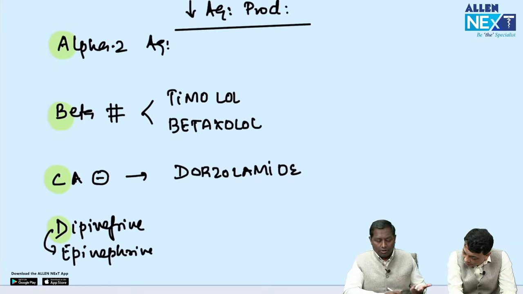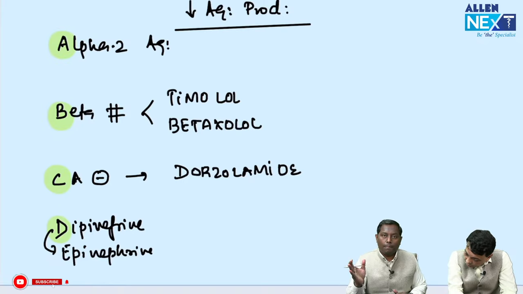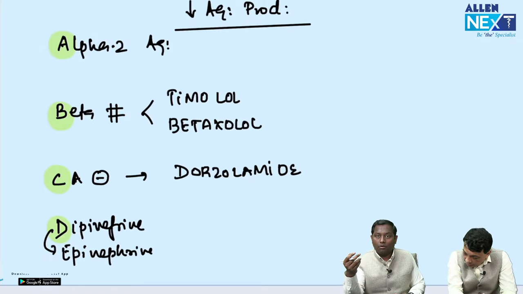We have many others like dorzolamide; it is just an example I have given you. Dipivefrine and epinephrine. Out of this, sir, again we are reminding the student that there are only two drugs that have dual action. One drug increases the uveoscleral outflow and also decreases the aqueous production. It is from the alpha 2 agonists, that is apraclonidine, brimonidine.